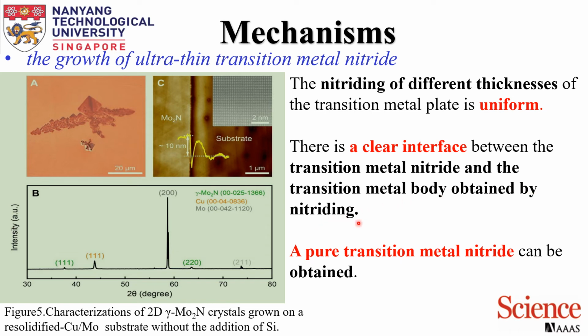In order to solve the above problem, the researchers prepared ultra-thin transition metal nitride using bimetal laminates as the substrate. The key in this method lies in stacking a second layer of metal on the surface of the transition metal as a diffusion barrier.